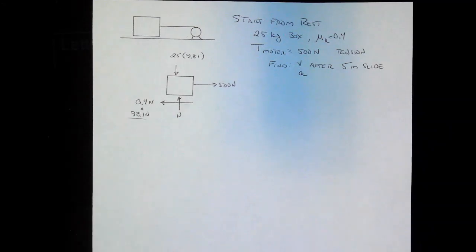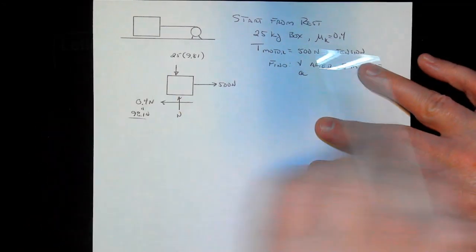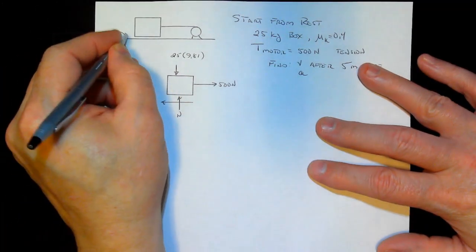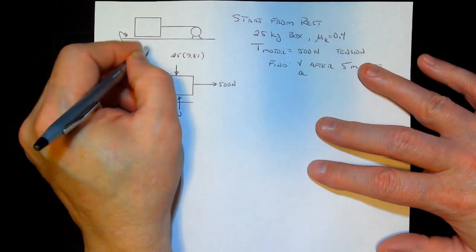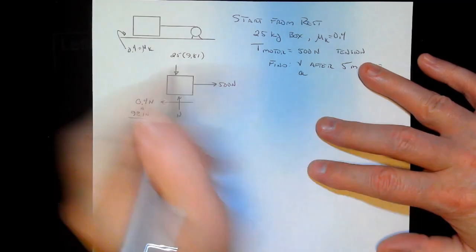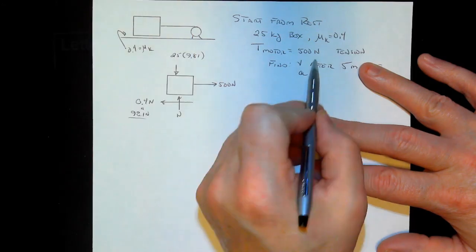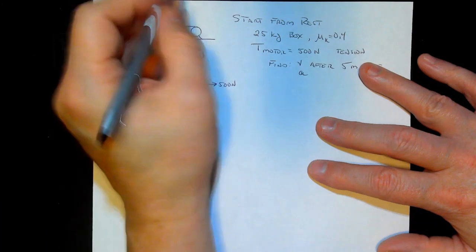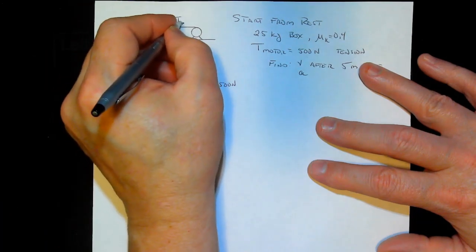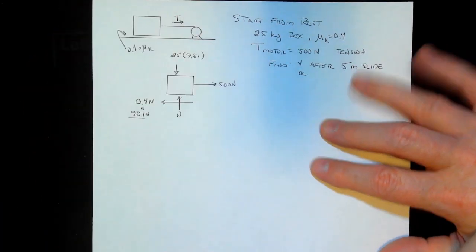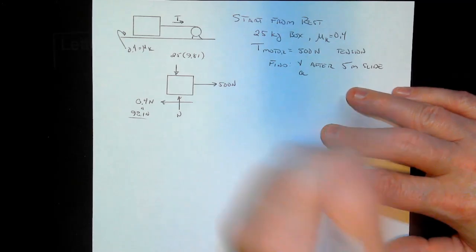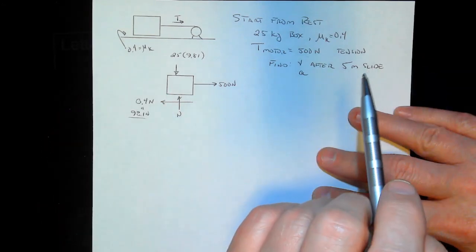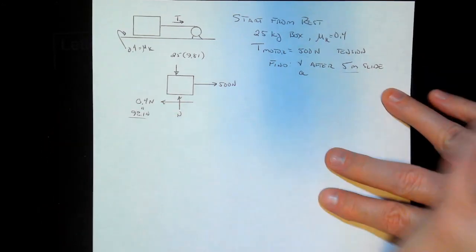So here's our next problem. I have a box, 25 kilograms, so moving into SI units. There's friction, μk is 0.4. There's a box providing a tension in the line, so it's a 500 Newton tension. I'm not looking at the torque of the motor, just the tension pulling this along. That's 500 Newtons, and what I want to find is the velocity after a 5 meter slide.